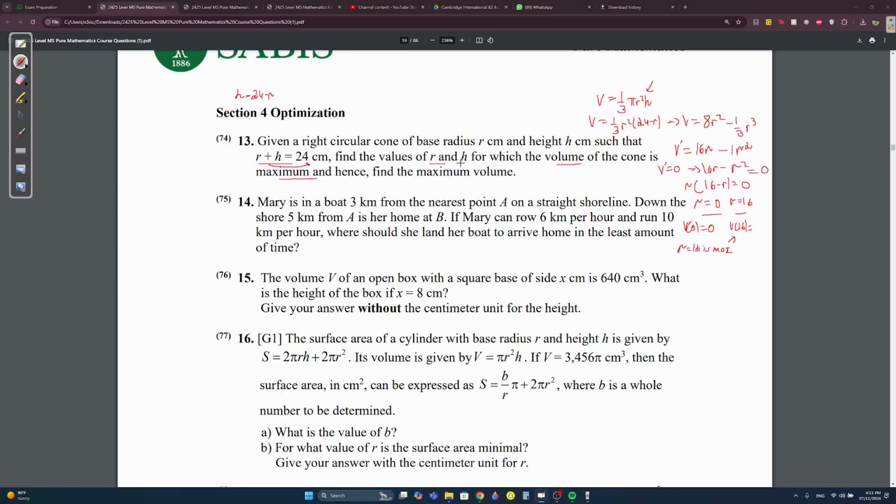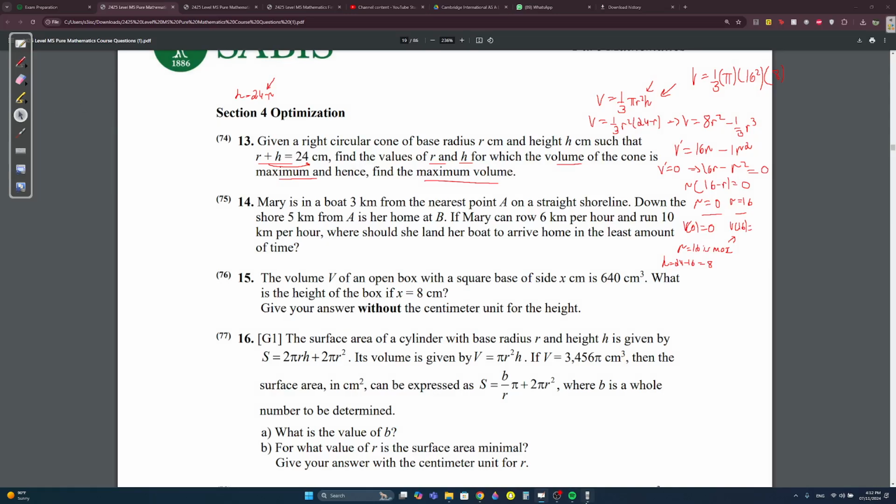They're asking to find the value of R and h. What's h? 24 minus R. So h is equal to 24 minus 16, which is 8. And they're saying also find the maximum volume. So just substitute R equals 16 into your volume. Or you can substitute R equals 16 and h equals 8 into our equation over here. V equals 1 over 3 pi times R squared, which is 16 squared, times h, which is 8.